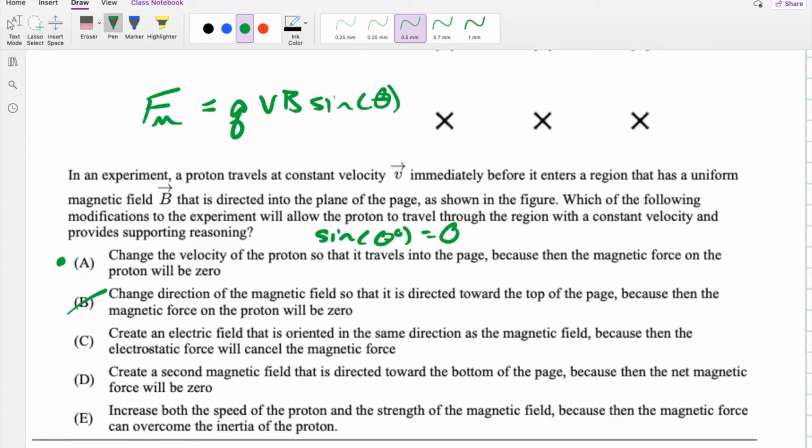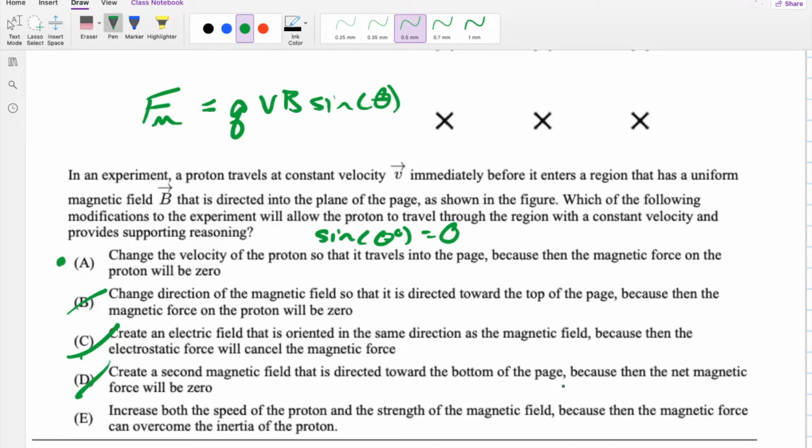Create an electric field that is oriented in the same direction as the magnetic field, because then the electric force will cancel out the magnetic force. No, it must be in the opposite direction, sorry, as the magnetic force. Create a second magnetic field that is directed toward the bottom of the page. No. Increase both the speed.